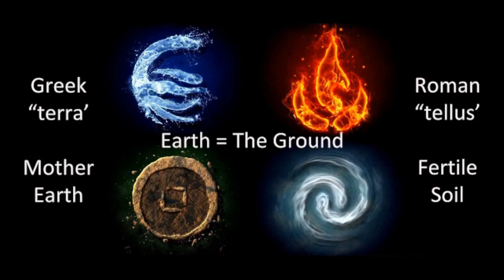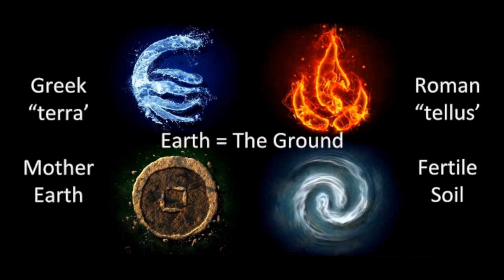The name Earth is at least 1,000 years old. All of the planets, except for Earth, were named after Greek and Roman gods and goddesses. However, the name Earth is a Germanic word, which simply means the ground. The Greek equivalent to Earth is Gaia or Terra Mater, which means Mother Earth. And the Roman equivalent was Tellus, which means fertile soil.